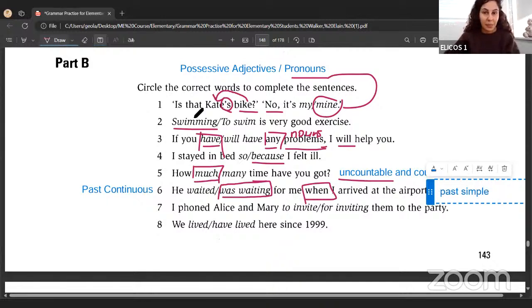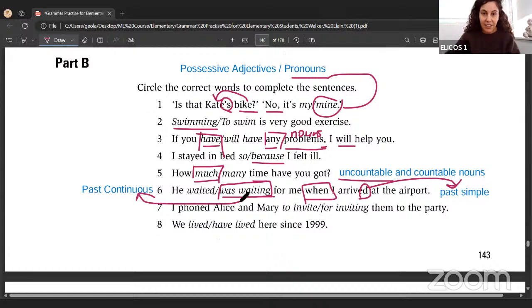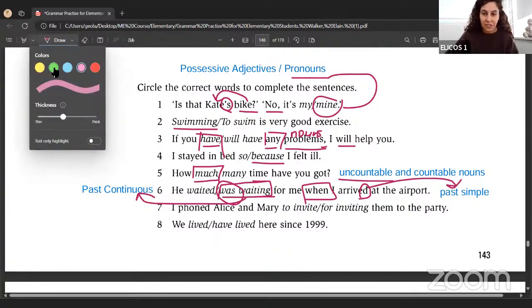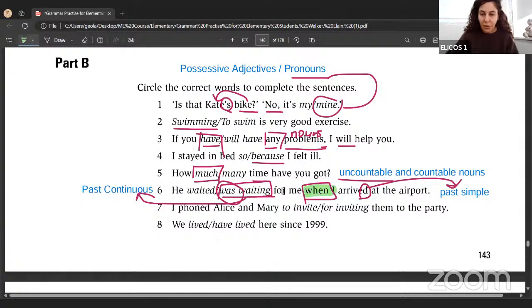the past simple because you've got the ED. And I can see the continuous because I've got the ing and the verb to be. So you can see 2 actions. If you look at when, which is separating the 2 actions. Okay, so when is separating the 2 actions. So he was waiting for me when I arrived at the airport. So you can't put the same tense before when. You can't have 2 past simples or 2 past continuous. One of them is in the past continuous, the other one is in the past simple.